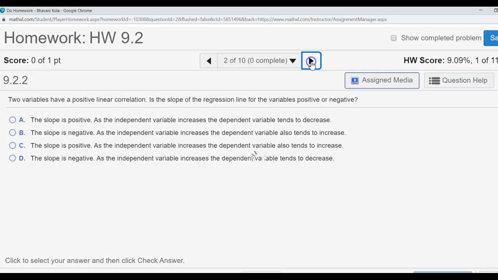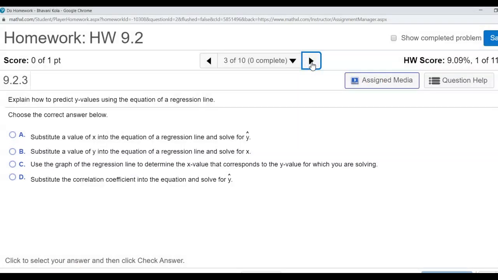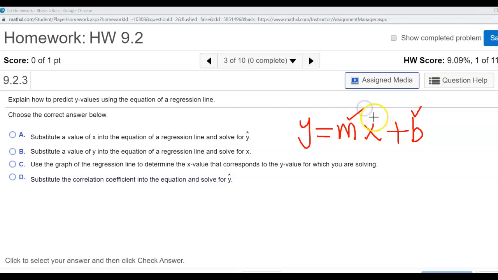All right. Let's go ahead and look at the next one. How do you predict y values? Remember what you do. You have y is equal to mx plus b. So what you're doing is you have your b value, you have your m value, and you have your x value. So you take your x and plug it into the equation so you can solve for y. Okay, so go ahead and see which one is that and plug that in.